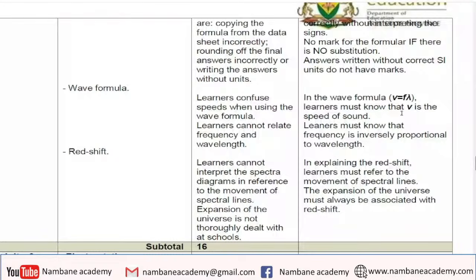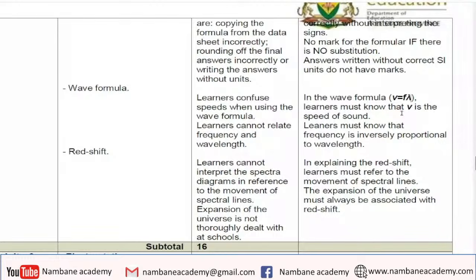Then we have the shifting. For our syllabus, we'll be asked to explain the expansion of the universe using Doppler's effect. It's part of our syllabus and we must be able to do that. So the red shift and the blue shift are very, very important that we know how to interpret. But in our explanation, we must talk to the shifting, especially when you are given the spectra there. You must talk to the shifting of the spectral lines.